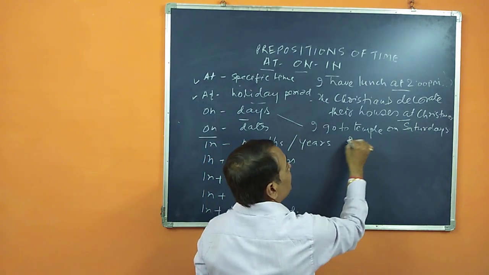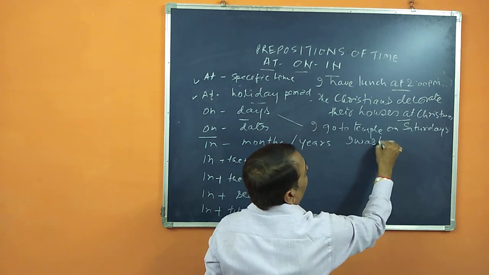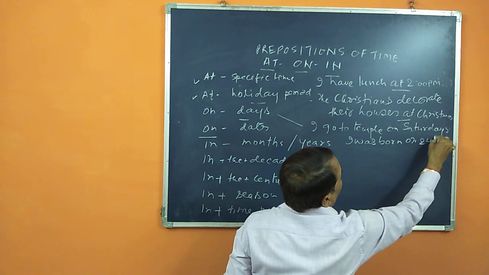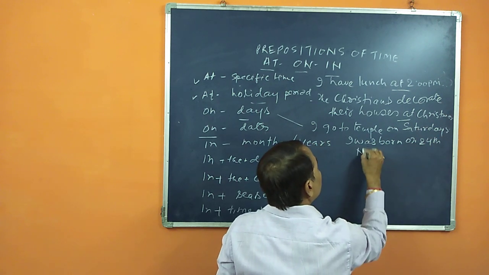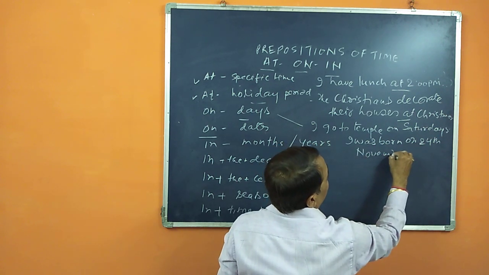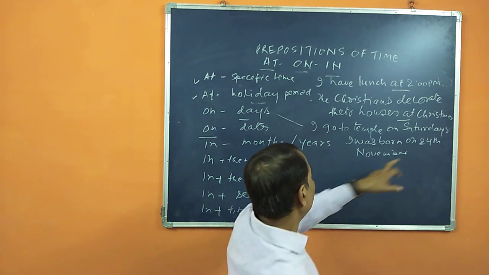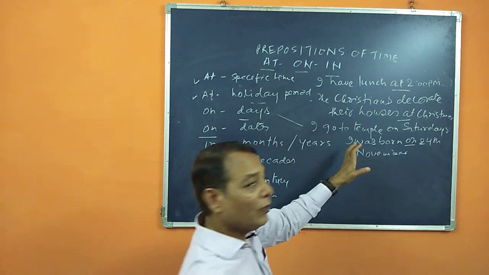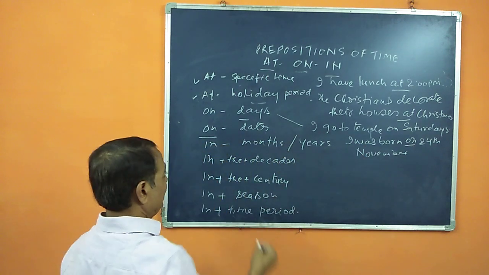I was born on 24th November. I am using a date here and then I am using on. I was born on 24th November.